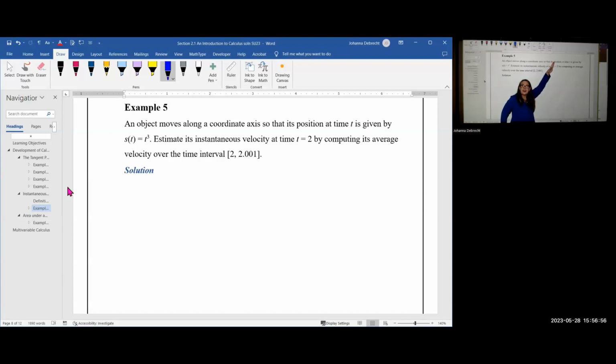So when we're talking about it, this is not what the point is doing. The point instead is moving along this line, but its position at any point is given by the y value on the function t cubed. And we want to estimate the instantaneous velocity at t equal 2 by computing the average velocity over a very tiny time interval. Now, you've had some experience with this, pause the video, work it out, and then turn it back on and we'll compare our answers.